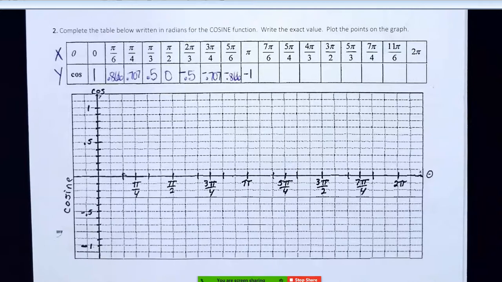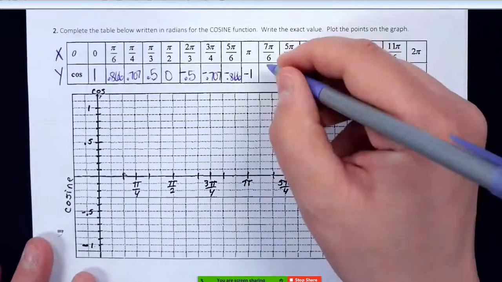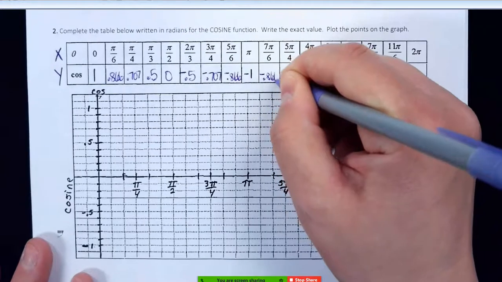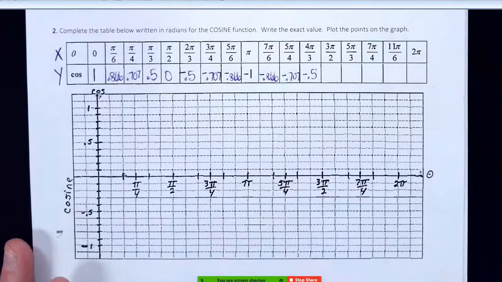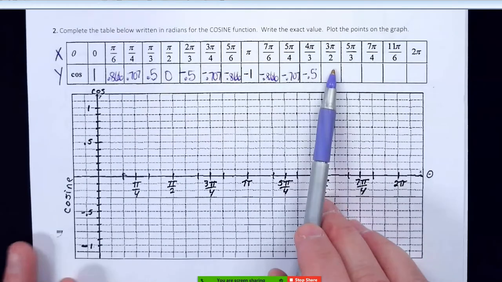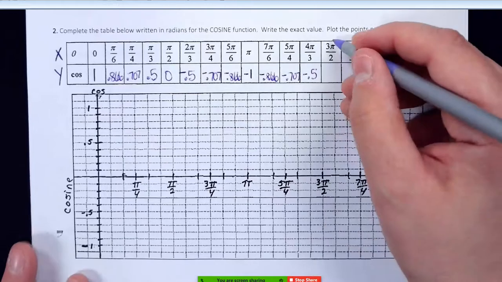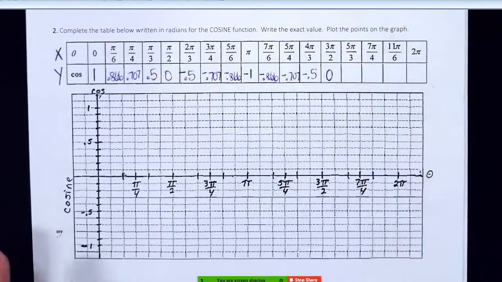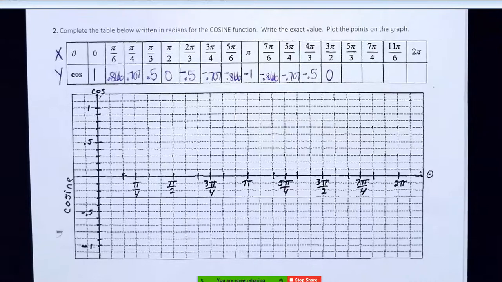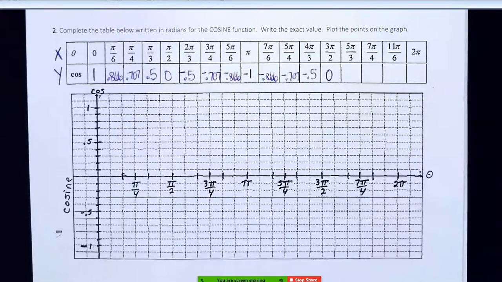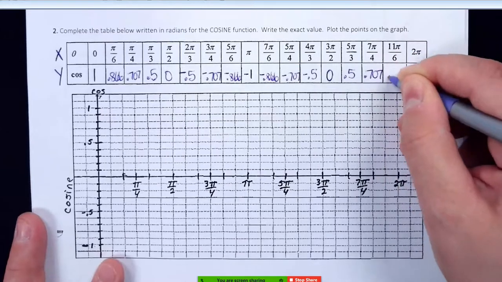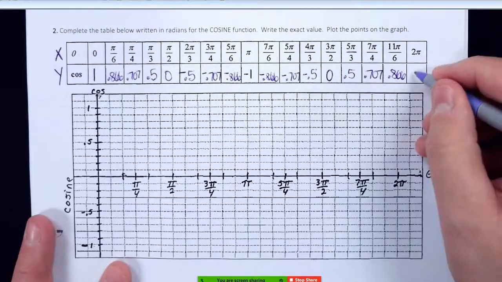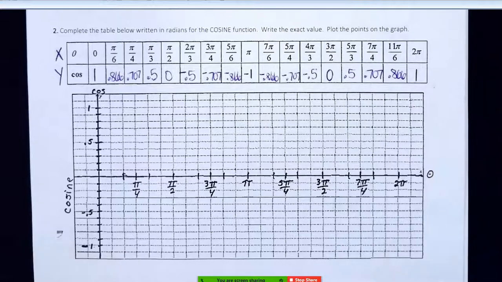Then these are going to go back up, so this is going to be negative 0.866, negative 0.707, negative 0.5. And when you're at 3 pi over 2, that would be your 270 degrees, the x-coordinate there is 0. Then when you get into the fourth quadrant, the x values become positive again. So this is positive 0.5, positive 0.707, positive 0.866, and then back at 2 pi, your cosine all the way around the circle is back at 1.